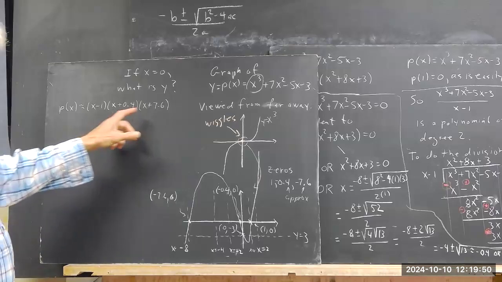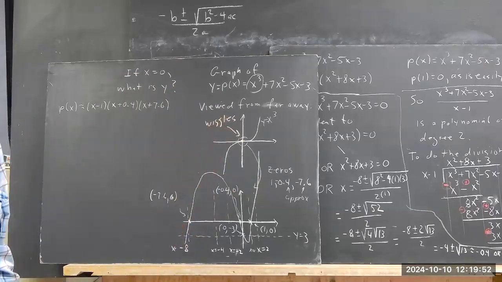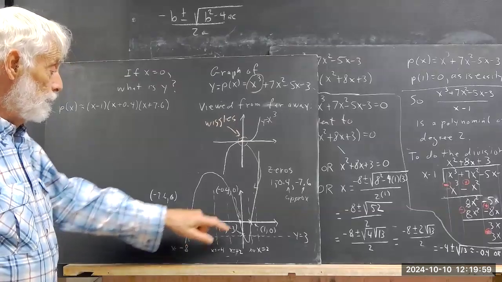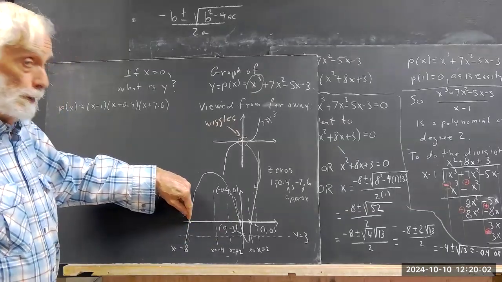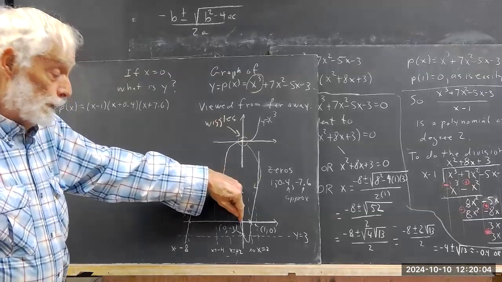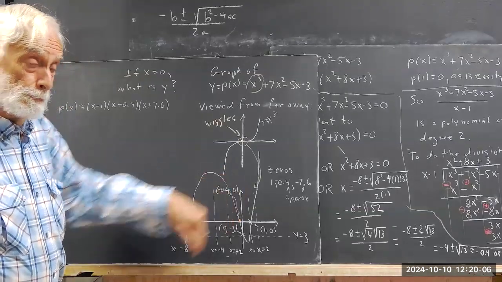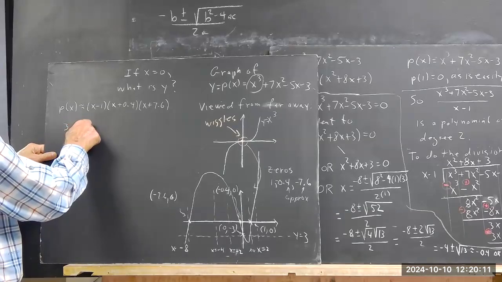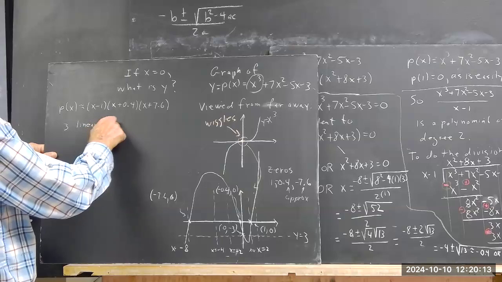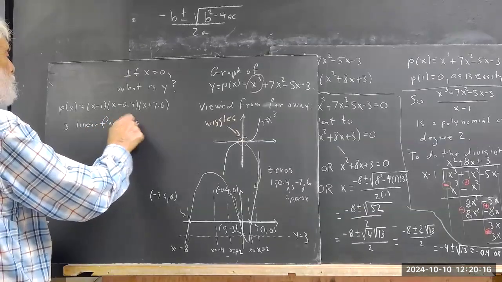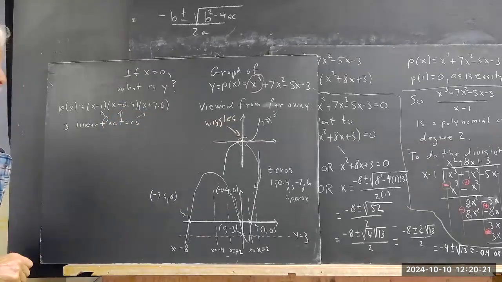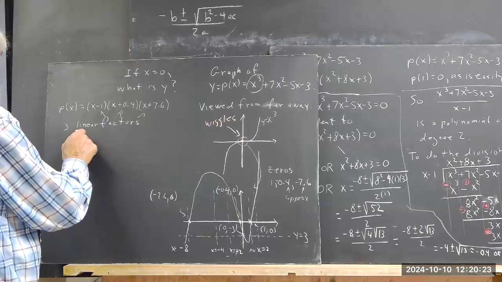Your calculator could give you an approximation down to the trillionth. Okay? But it'd still be an approximation. Nevertheless, there is some number where this thing passes zero. There is some number really close to here where the thing will be zero, and a number really close to here where it will be zero. Okay. So we have 3 linear factors, 1, 2, 3. Each gives us a zero.